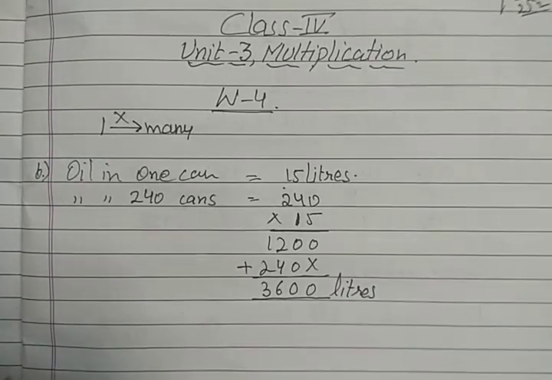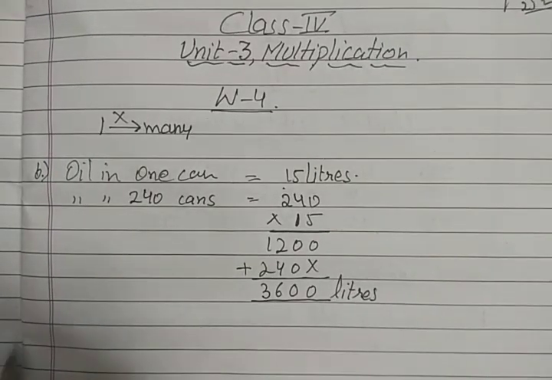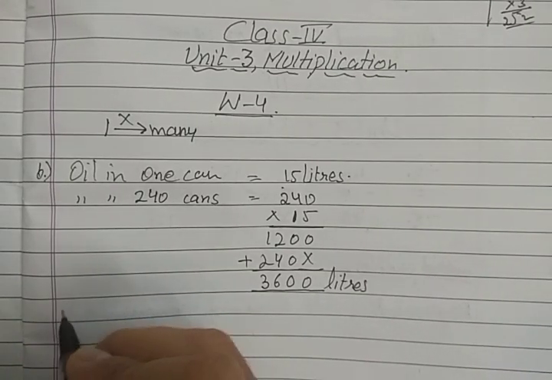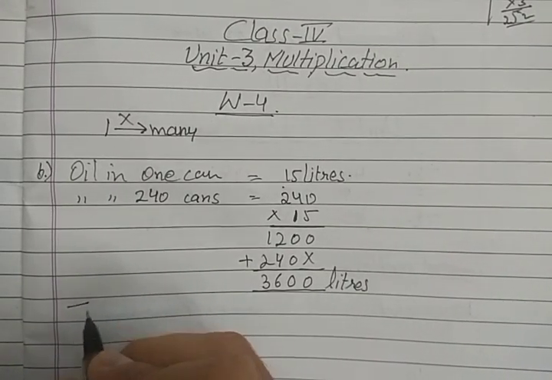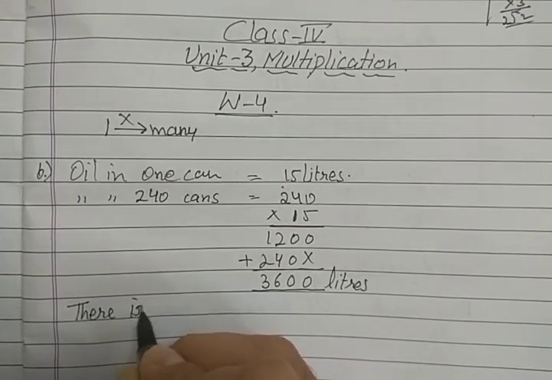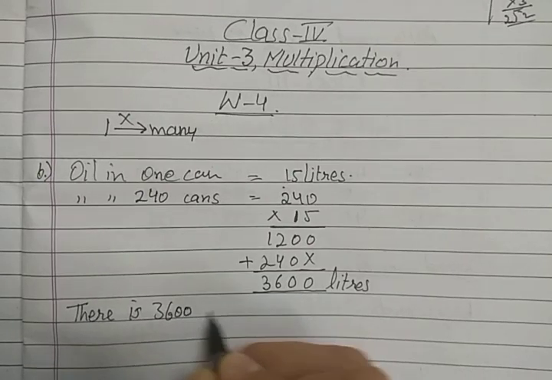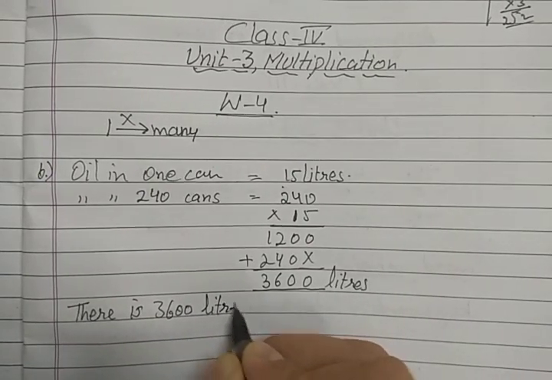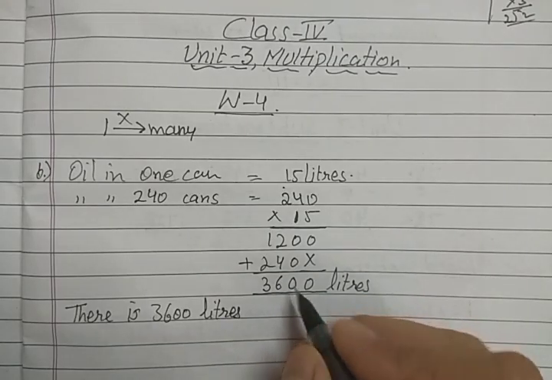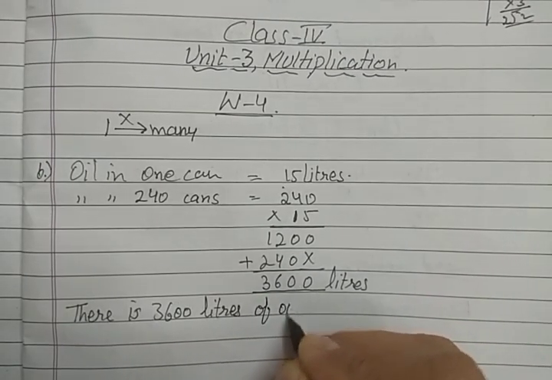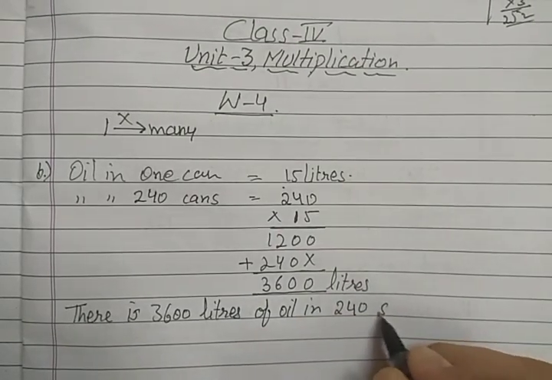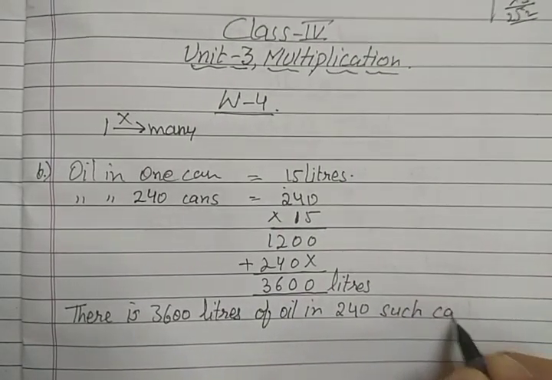So the question is, how much oil is there in 240 such cans? So we will write the answer. There is 3600 liters of oil in 240 such cans.